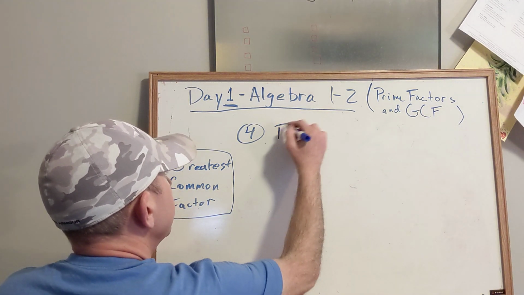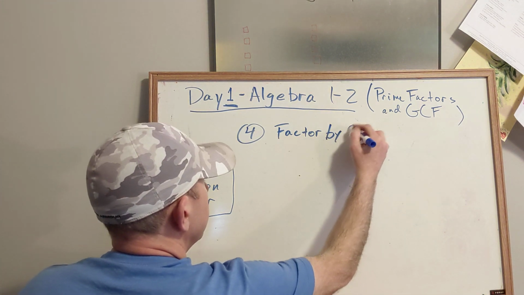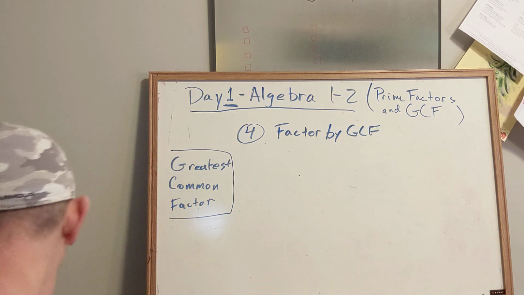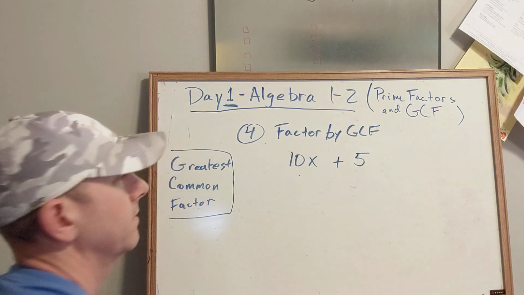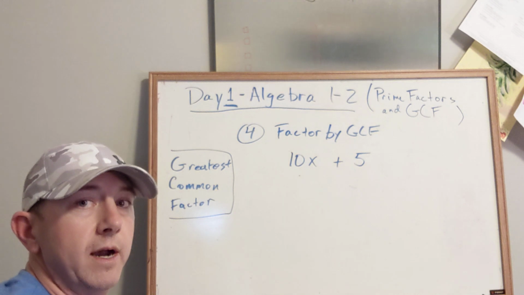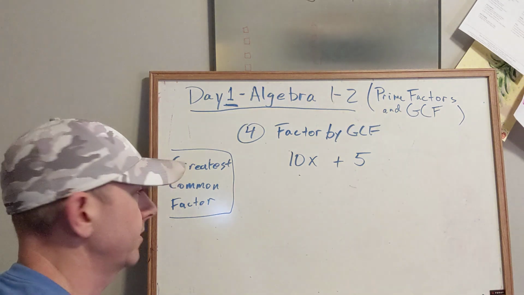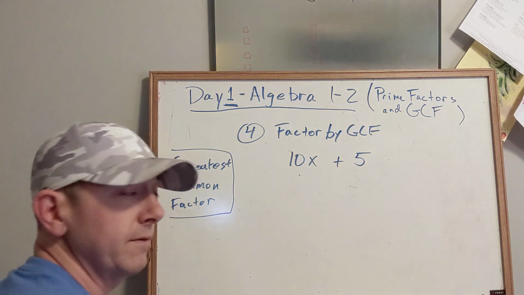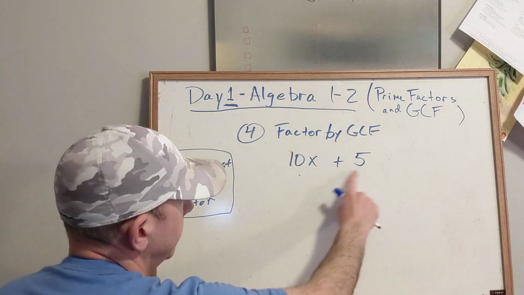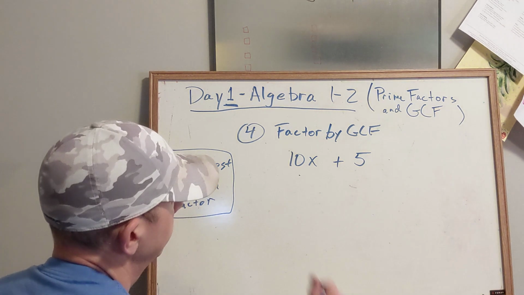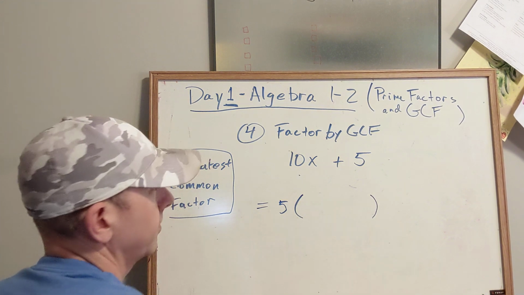Okay, if we're going to factor by GCF, we go something like 10x plus 5. What we're really doing is the opposite of distributive property. So this is kind of reverse distributive property. We look at both terms. We're basically going to find the GCF. As I was saying earlier, sometimes the faster way is to take the smallest number. Does 5 go into 10? Yes, it does. So whenever I factor this, the 5 is what's going to be out front of the parentheses.